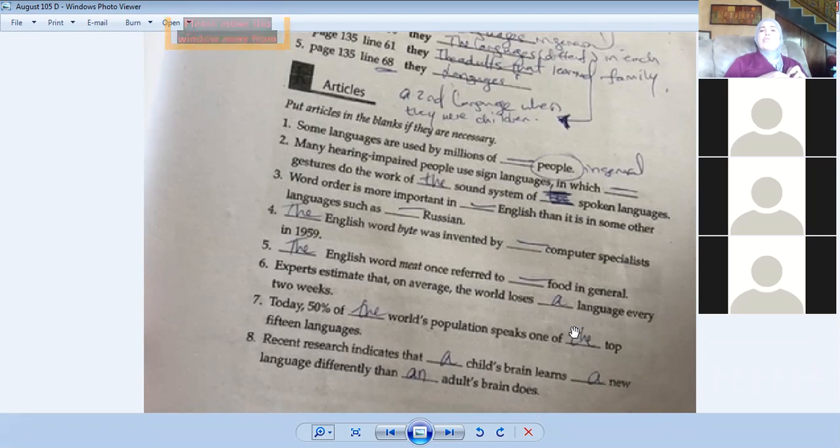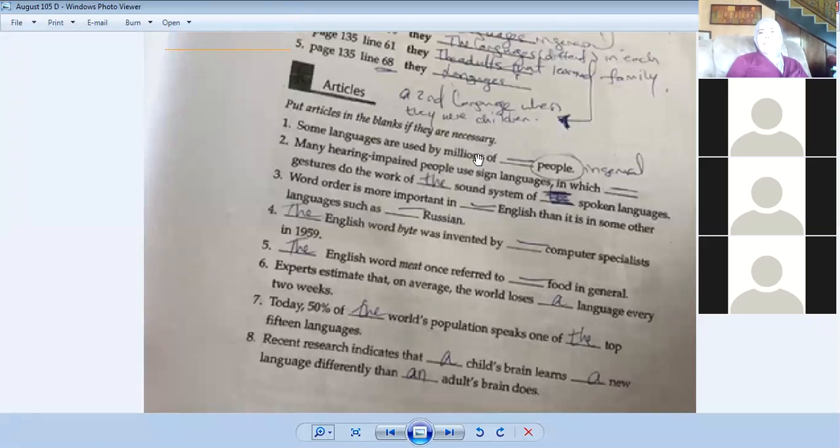Now, when do I use no article at all? When I talk about things in general, okay? Not something specific. Things in general. This is when I use no article at all, and it's not going to be singular. All right. Let's take a look at these sentences. Look at this.